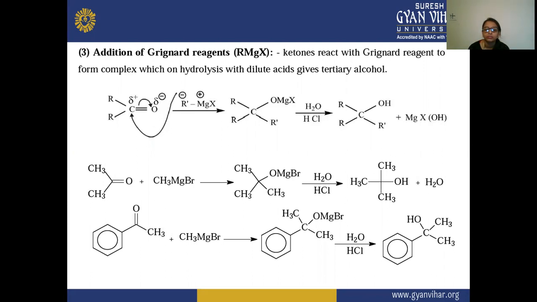So this is your aromatic compound, and this is your acetophenone. When this acetophenone reacts with the Grignard reagent, there is a formation of this intermediate, and after that this is hydrolyzed in the presence of dilute acid, and it gives you this alcohol. This is your tertiary alcohol. So the tertiary alcohol has all three alkyl groups attached to the carbon atom, and one is bonded to the OH group.